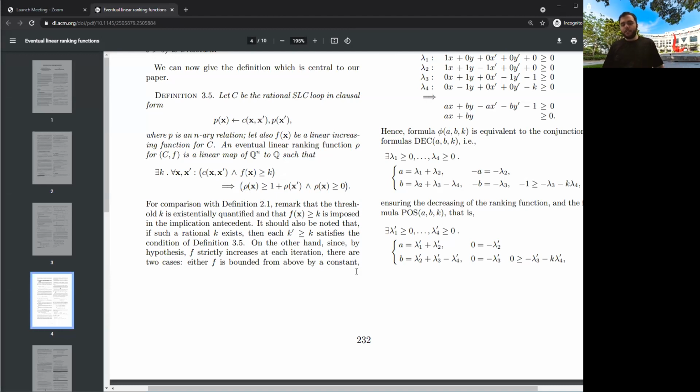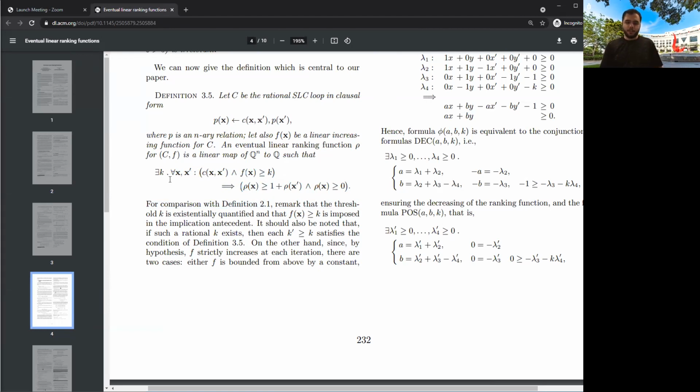Now the only difference with synthesizing normal ranking functions is that here you have two different functions, f and rho, and you have to define templates for each one of them. You also have a fancier constraint. But again, as you see, the constraint is of a form that you can apply Farkas lemma.